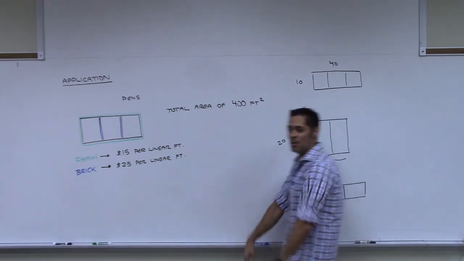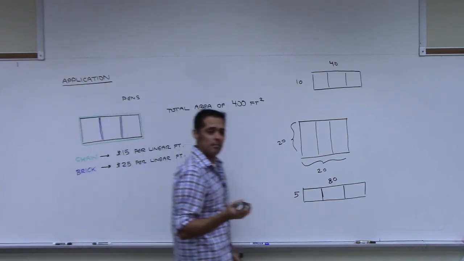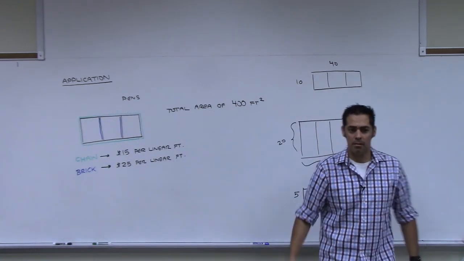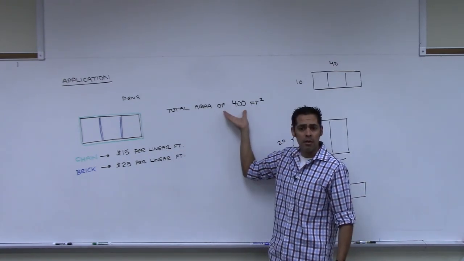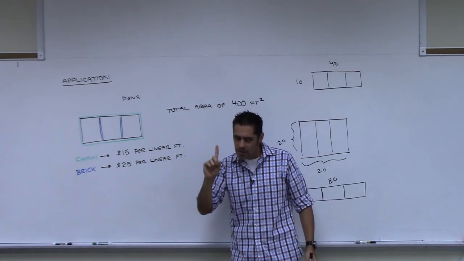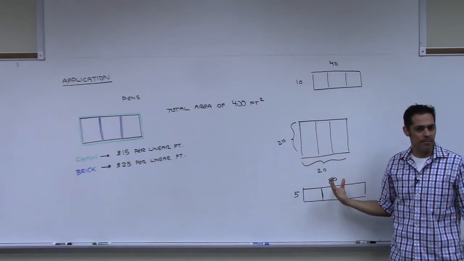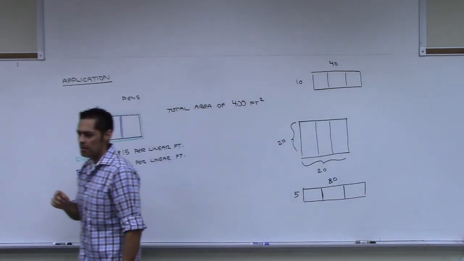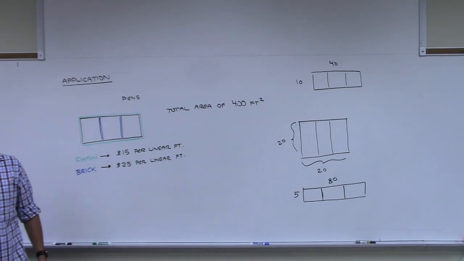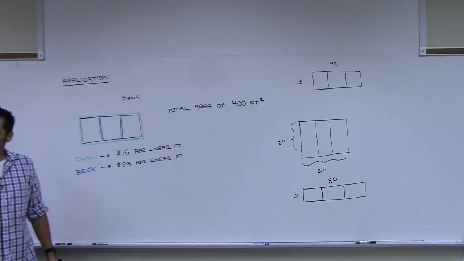Anybody have any idea what my question is going to be now? How much will it cost to build a pen within the specifications? Okay, so how much will it cost me to build this pen with an area of 400 square feet, right? How much will it cost me? But there's different ways I can build it, right? So that question is not quite what I want. The most efficient way to build it. What is the cheapest way I can build this fence? Right? What's the cheapest way?